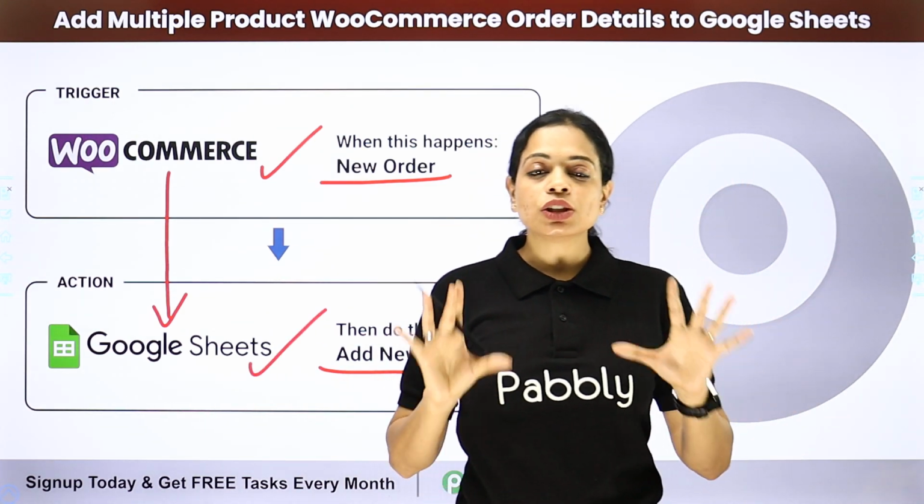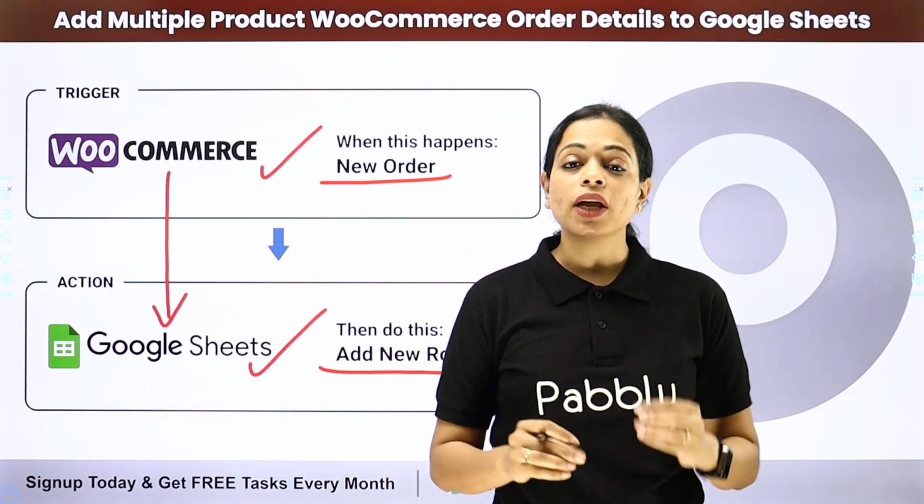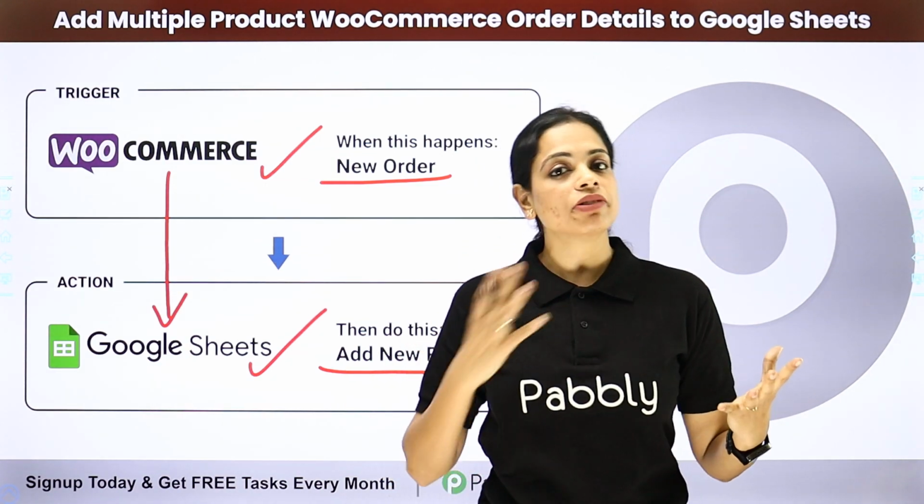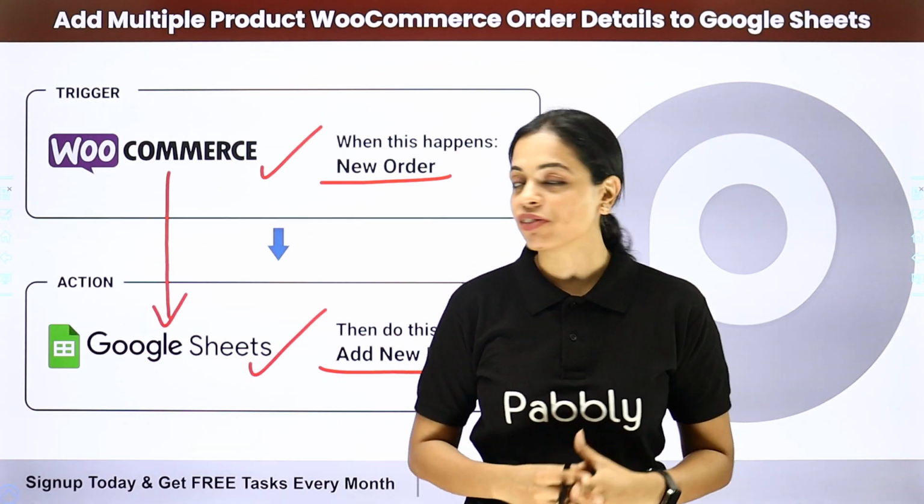So these were the top 5 automations where you have integrated WooCommerce with different applications using Pabbly Connect software.